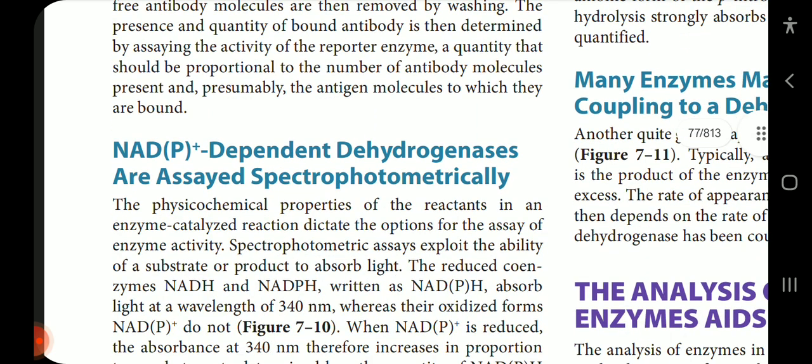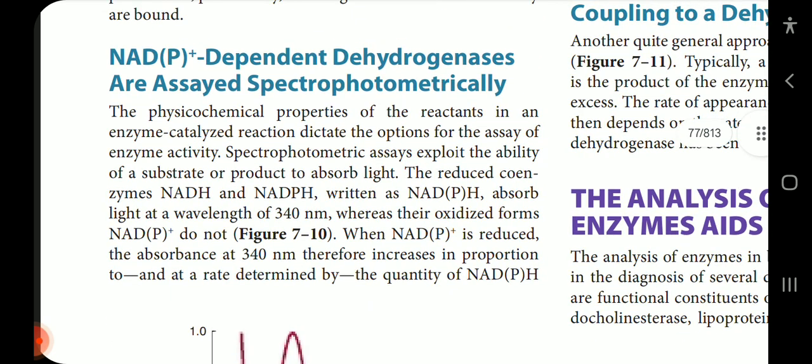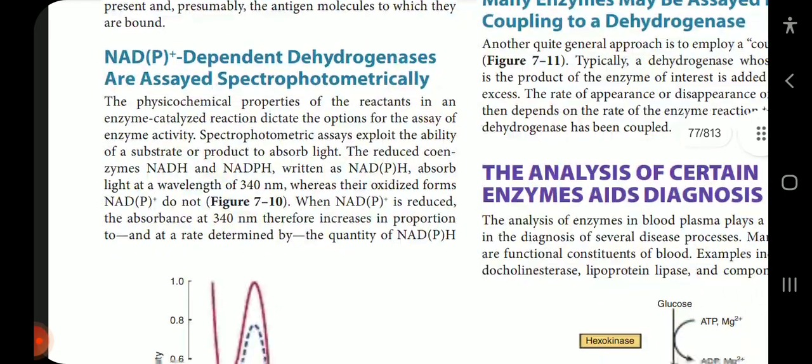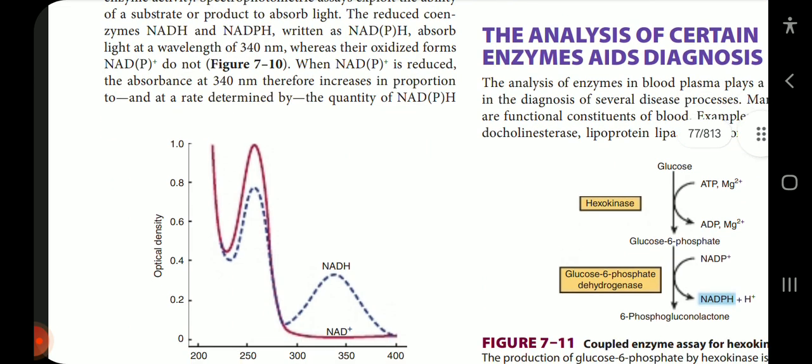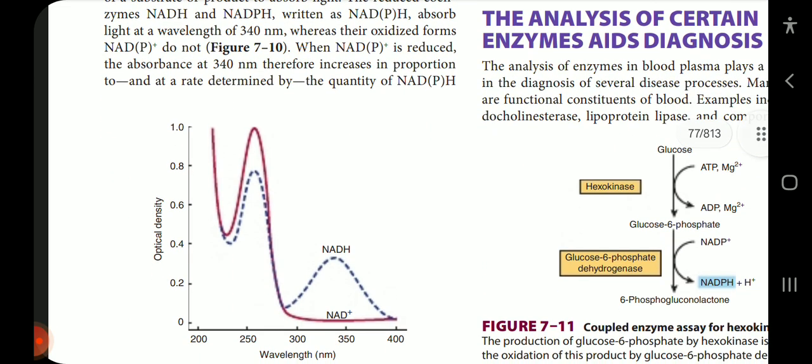NAD(P)+-dependent dehydrogenases are assayed spectrophotometrically. The physicochemical properties of the reactants in an enzyme-catalyzed reaction dictate the options for the assay of enzyme activity. Spectrophotometric assays exploit the ability of a substrate or product to absorb light. The reduced coenzymes NADH and NADPH, written as NAD(P)H, absorb light at a wavelength of 340 nm, whereas their oxidized forms, NAD(P)+, do not. When NAD(P)+ is reduced, the absorbance at 340 nm therefore increases in proportion to, and at a rate determined by, the quantity of NAD(P)H.